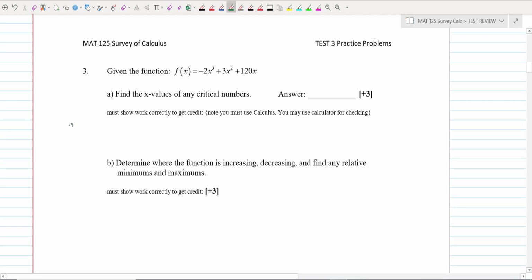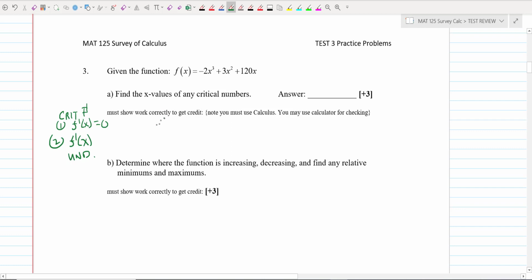So the thing that you want to make sure to remember is a critical number. You've got to look for two things. One, where is the first derivative equal to 0? Two, where is the first derivative undefined, if it is undefined. Sometimes it is, sometimes it isn't.